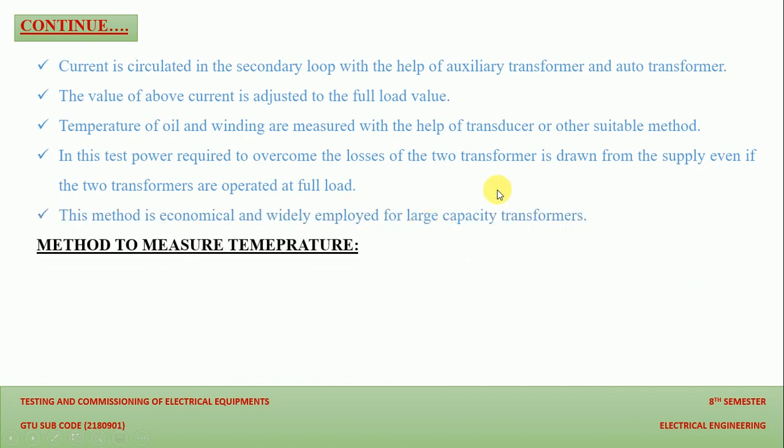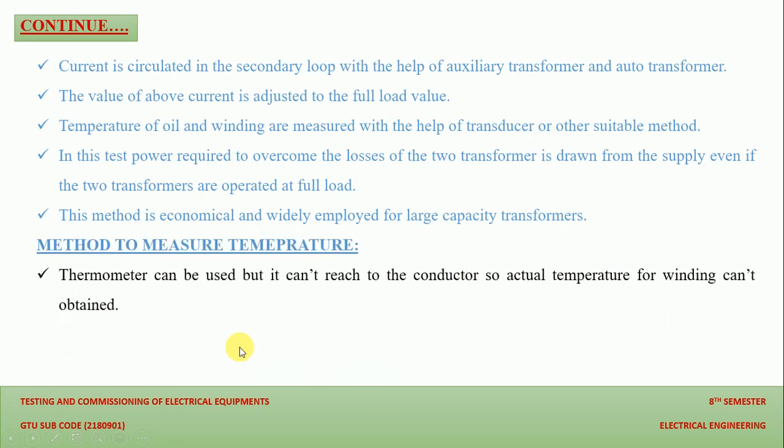to check the temperature, or we can say the insulation level, of the transformer. The method used to measure the temperature we are going to discuss in detail. A thermometer can be used, but it cannot reach the conductor, so the actual temperature of the winding cannot be obtained. That can be obtained with the help of transducers only.